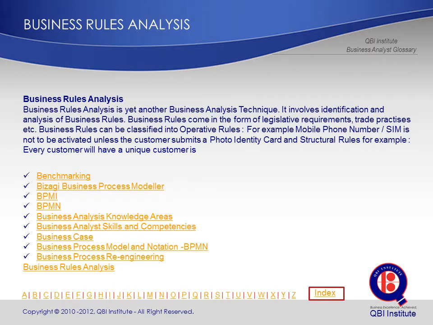Business rules can be classified into operative rules, for example, a mobile phone SIM is not to be activated unless the customer submits a photo identity card, and structural rules, for example, every customer will have a unique customer ID.